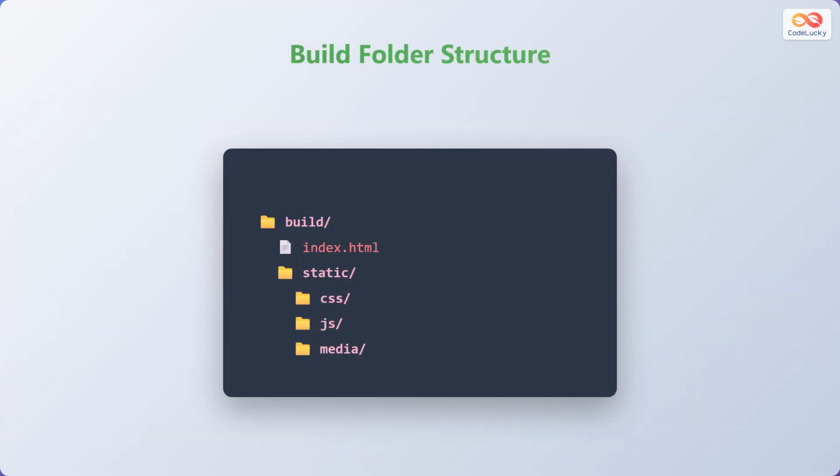Here's the typical structure of the build folder. The root directory contains index.html. Inside the static folder, you'll find 3 directories named CSS, JS, and Media.